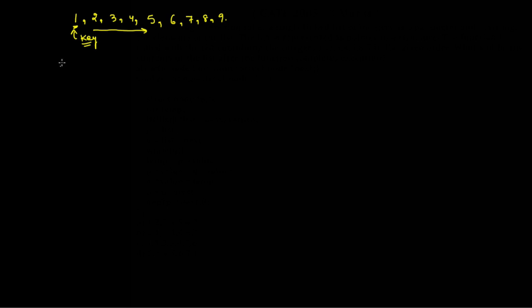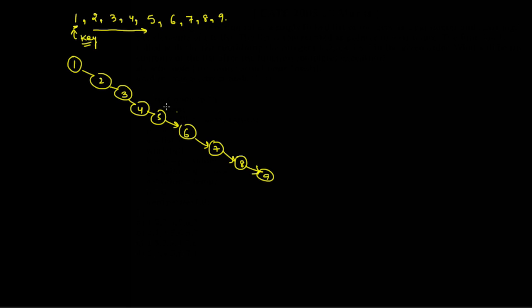If you try to create it, then the binary search tree will look something like this: 1, so 2 is greater than 1, so it will come to the right. 3 is greater than 2, so it will come to the right. Again 4 is greater than 3, then 5, then 6, then 7, then 8 and then 9. So this is how a binary search tree looks when all the data is given in increasing order.